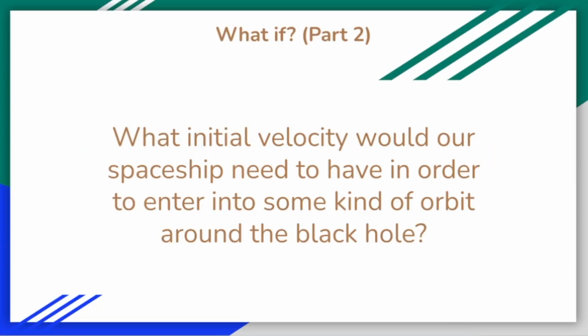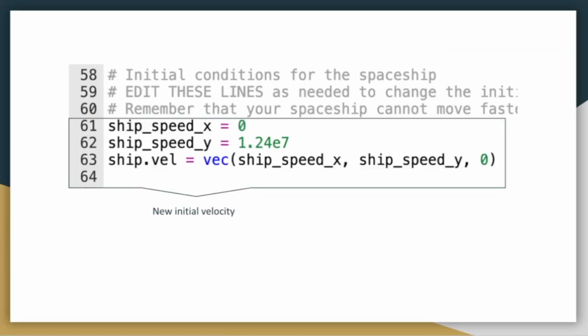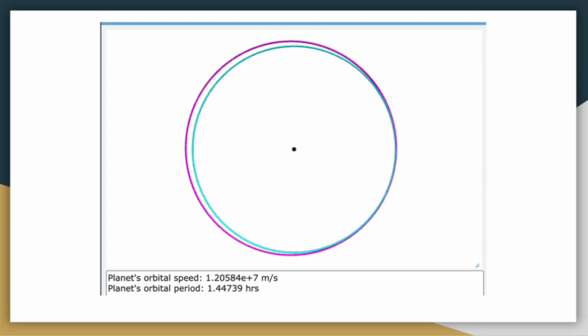What if for part two? What initial velocity would our spaceship need to have in order to enter some kind of orbit around the black hole? To answer this, I once again used the guess and check method. In this case, I found an x velocity of 0 and a y velocity of 12.4 million meters per second would allow our spaceship to enter orbit around the black hole.